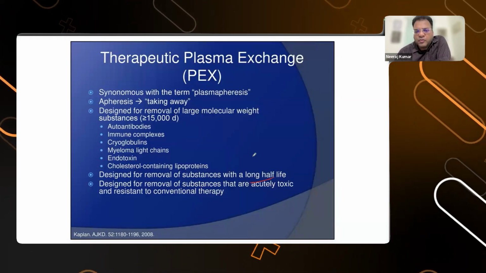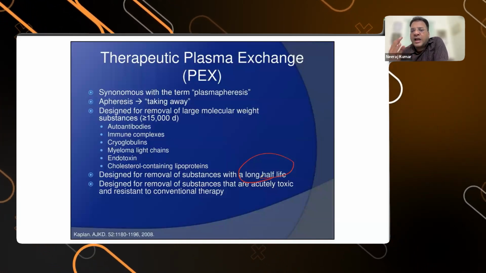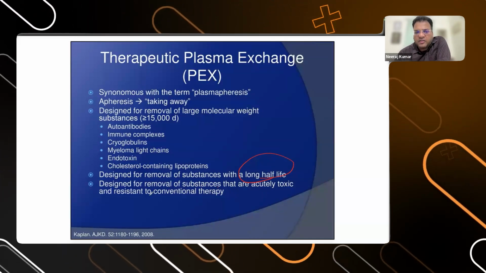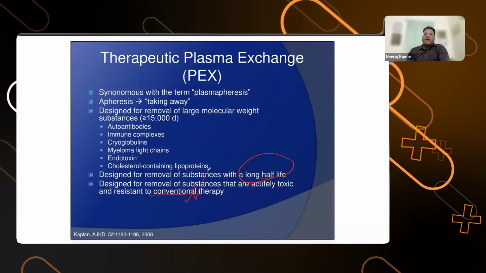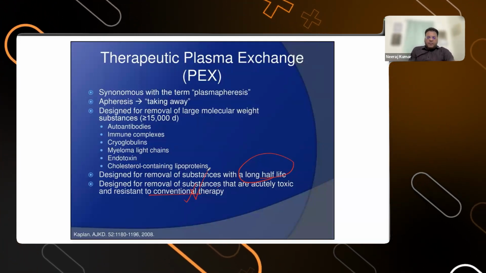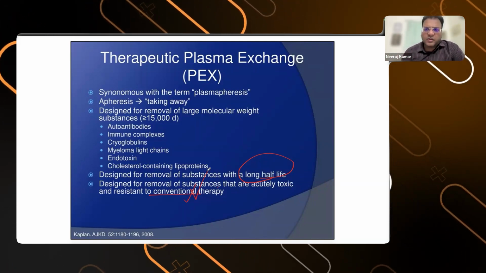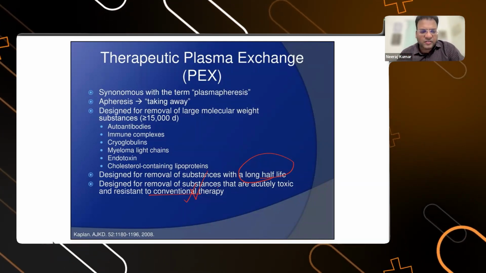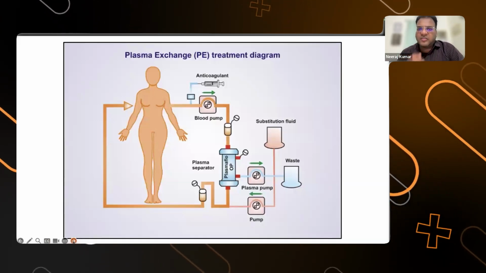Because we want to remove a substance if it has a long half-life, and they are used for acutely toxic conditions and conventional therapy-resistant cases. You have done all sets of management, but your patient is not improving. So then your PEX is important. I have already talked about OLTX also, orthotopic liver transplantation, but here therapeutic plasma exchange is important to understand.